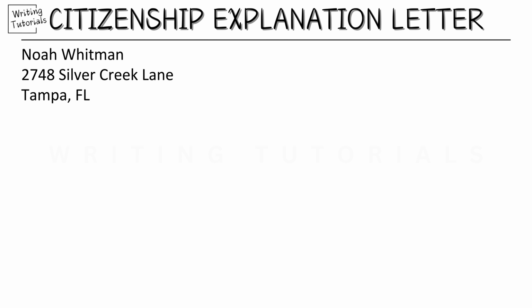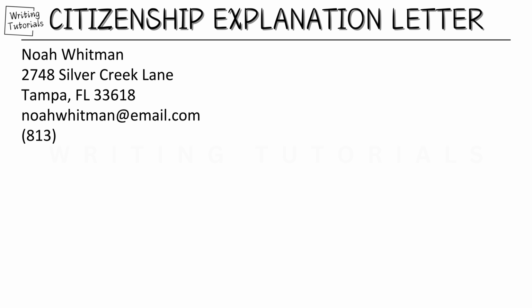This section appears at the top of the letter and includes your full name, mailing address, email address, and phone number. This section identifies who is submitting the letter and gives U.S. Citizenship and Immigration Services a way to contact you if additional information is needed. Make sure all your contact details are current and match the information included in your immigration application whenever possible.